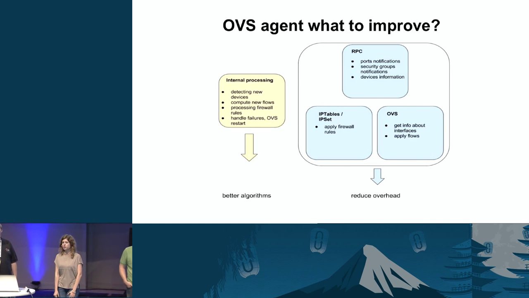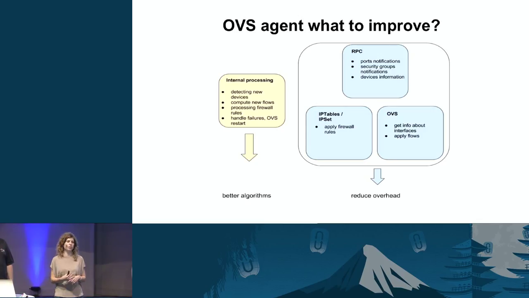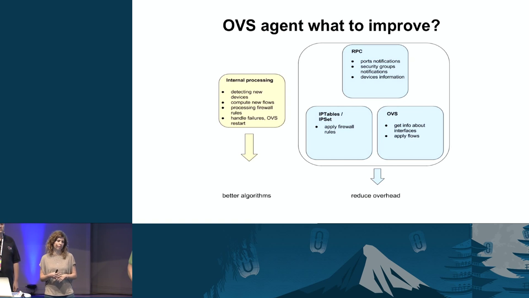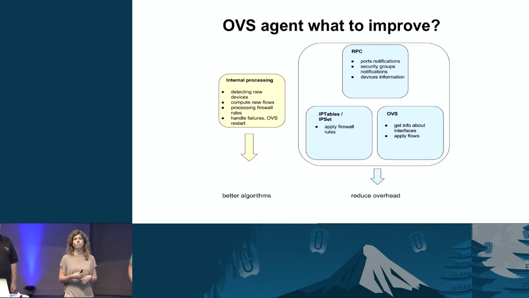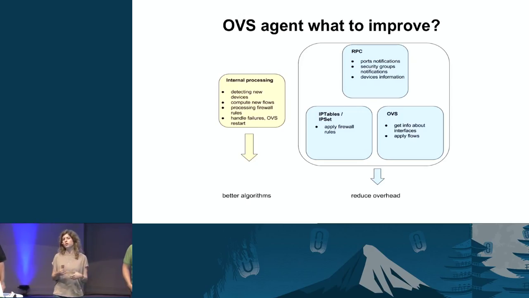So if you want to improve the performance of the L2 agent, what are the areas that you're going to look at? In my mind, we have two different categories of improvements. We have the one related to what I call internal processing. It's the processing that the agent does without involving any other process. For example, the way it detects new devices, the way it computes which flows need to be applied, and the way it handles failures. In this category, to improve the performance, the best thing you can do is to use better algorithms.